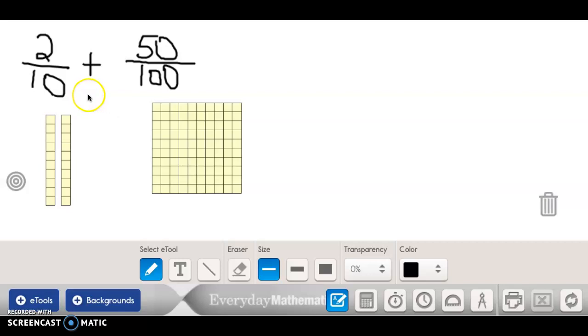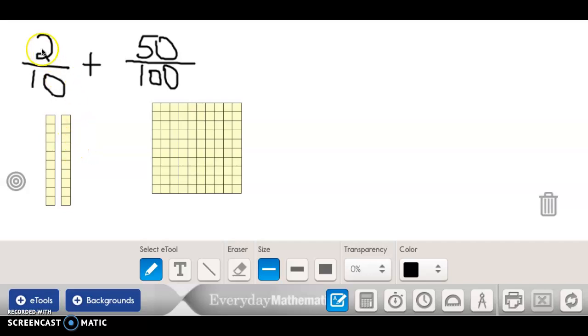Hi friends, today we're going to be learning about adding tenths and hundredths. As you can see, I have two fractions here that we're adding together, 2 tenths plus 50 hundredths. I have visuals underneath so that we can visualize why we need to change our denominators.